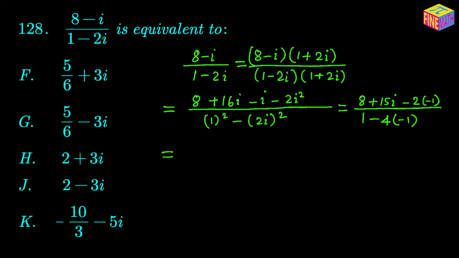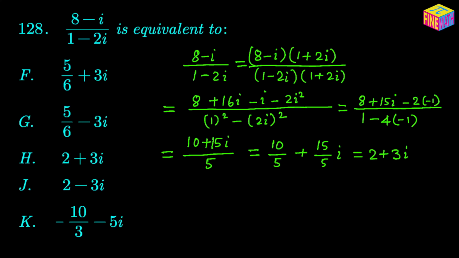And then in the next step we can write it like this: 8 plus 2 in the numerator, that will be a positive 2, so 8 + 2 is 10, so that would be 10 + 15i, divided by, in the denominator we have 1 + 4, that would be positive 5. So then we can say this is definitely 10 divided by 5, that is the real part, plus 15 divided by 5 times i, that's the imaginary part, and that is obviously equal to 2 + 3i, and that is our answer.